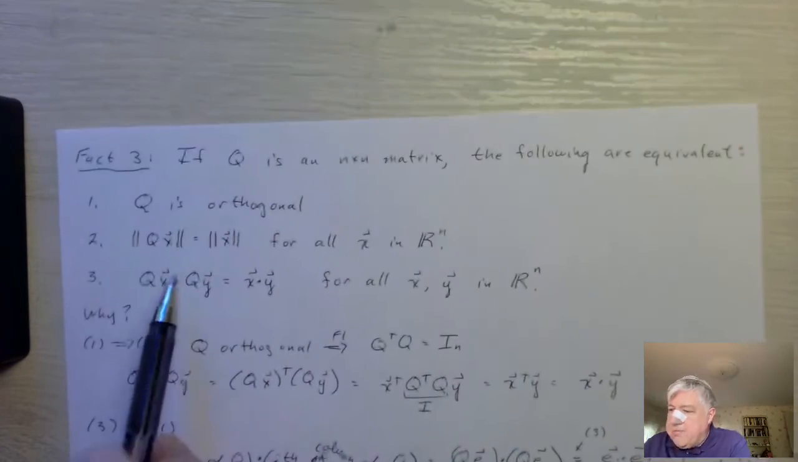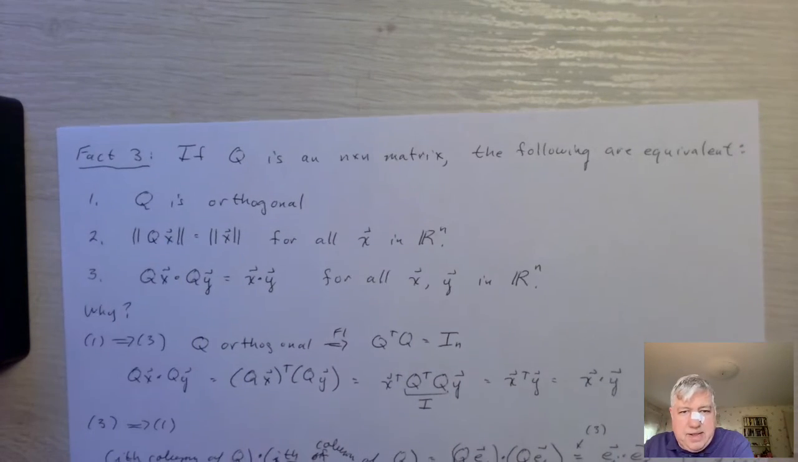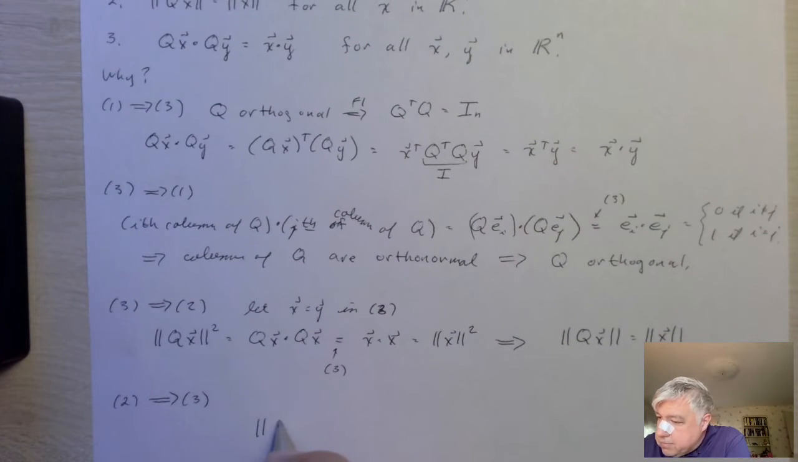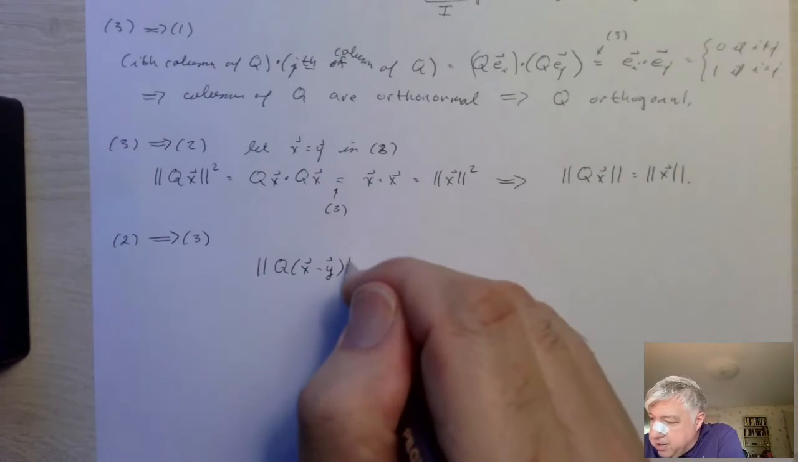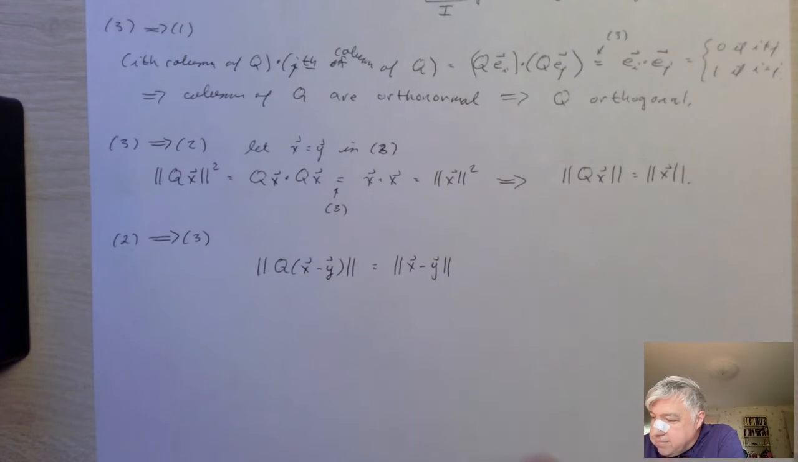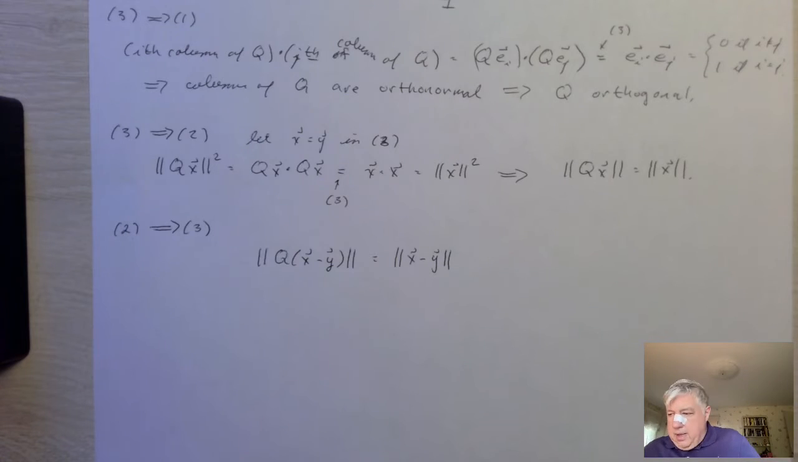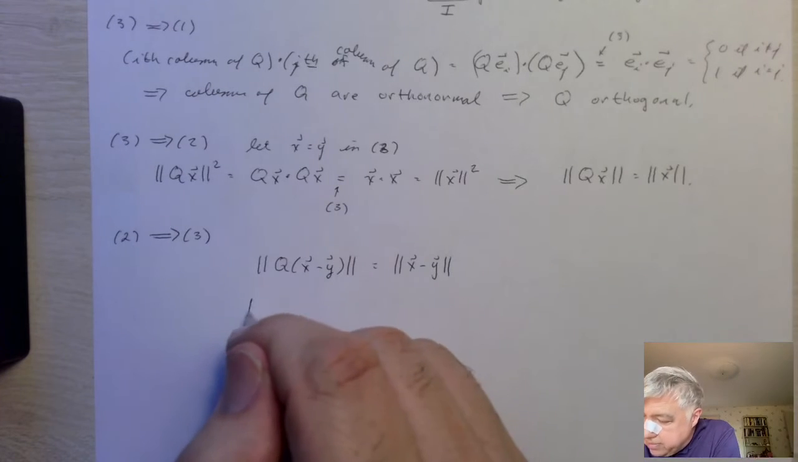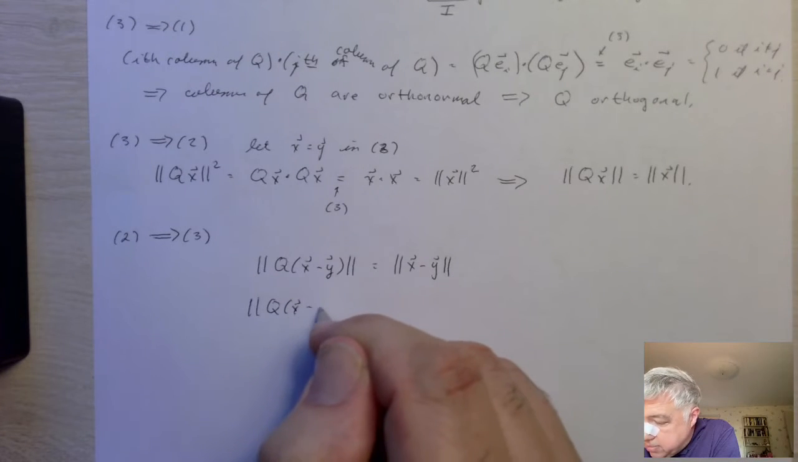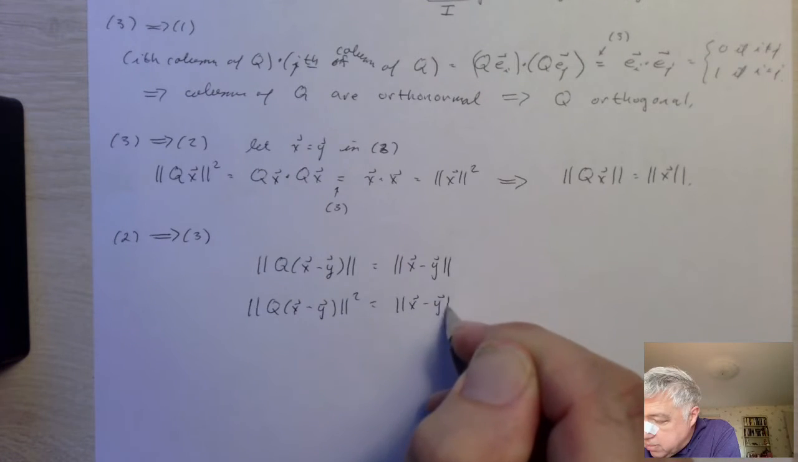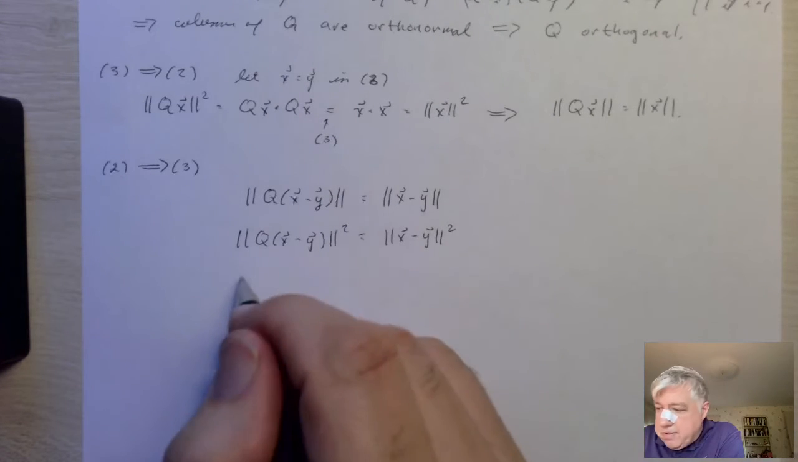what we can do is, instead of letting x be any vector, we're going to let x be the difference, x minus y. So the length of Qx minus Qy is equal to the length of x minus y. Okay, and then we can square both sides, and then we can distribute this Q.